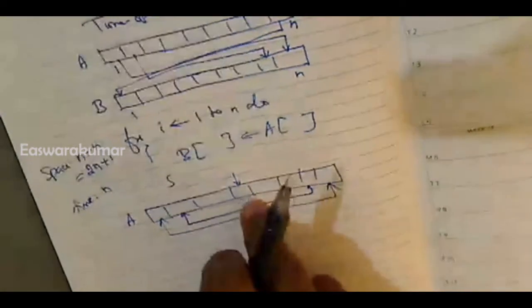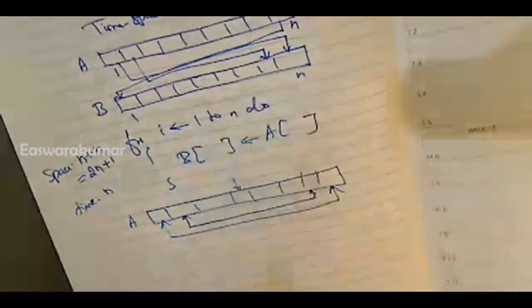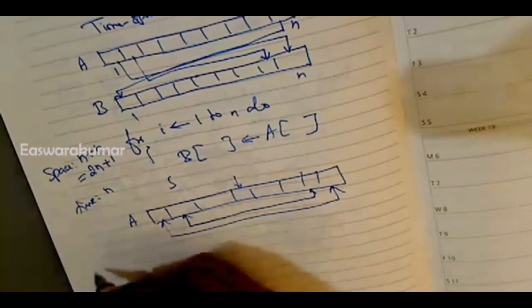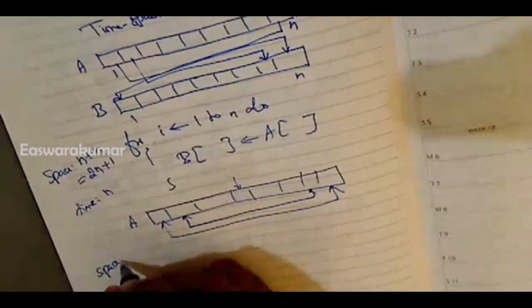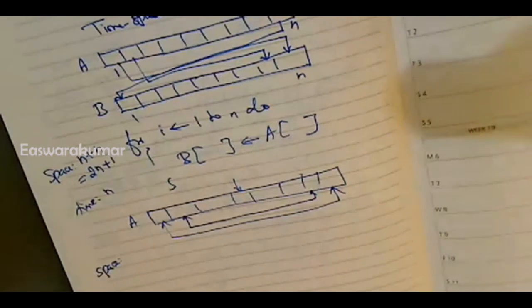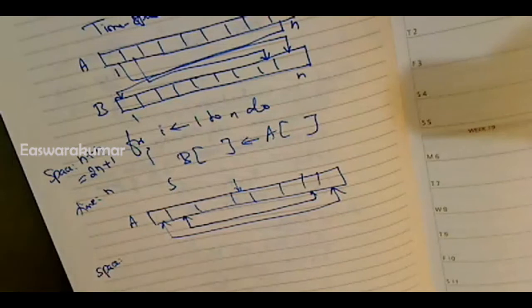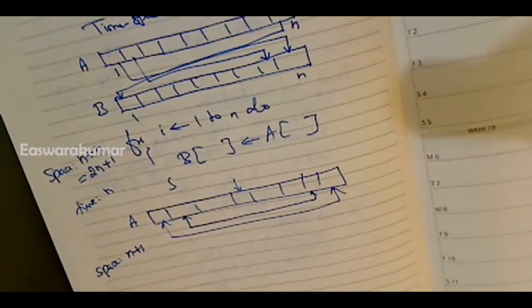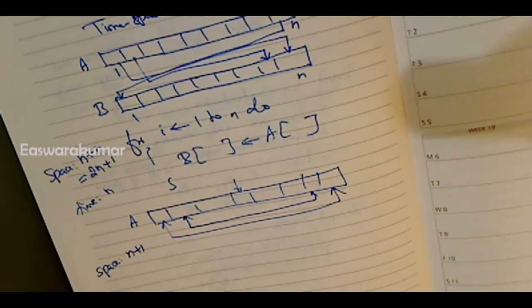But in this algorithm, there is no extra array and the space is reduced. So now in this case, what is the space requirement? Can anyone say how much space is required? N plus 1. Why 1? For the iterating variable. Iterating variable, okay. Apart from that, you may need a temporary variable.